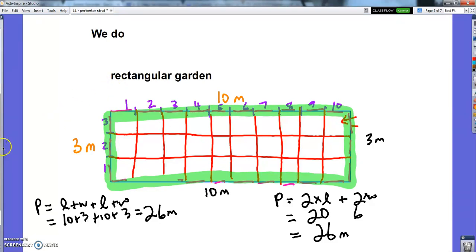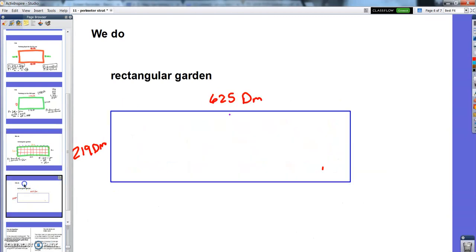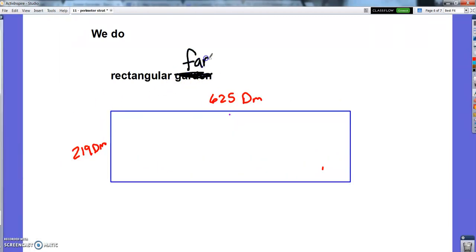So maybe instead of a rectangular garden, we're making a rectangular farm, a large area. Maybe 219 decameters by 625 decameters. Big numbers. So when the numbers get big, the formulas are a lot more practical to use than the tiling strategy. Tiling would be very obnoxious here to make 625 tiles and 219 tiles. Too hard.